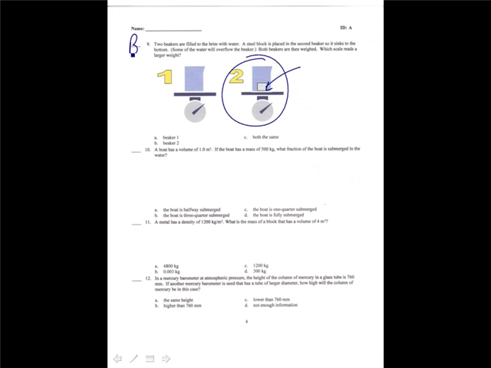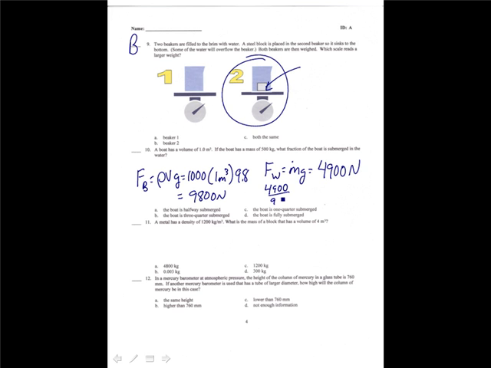Boat has a volume of 1 cubic meter. If the boat has a mass of 500 kilograms, what fraction of the boat is submerged in the water? Well, if it was fully submerged, your buoyant force would be rho Vg. That's 1,000 times 1 cubic meter, which is your volume, times 9.8 meters per second squared. So that's 9,800 newtons. That's your buoyant force if it's fully submerged. Now the actual weight of it is mg, which is 500 times 9.8, which is 4,900 newtons. So the weight is 1/2 of that buoyant force. So that means that the boat is going to be just halfway submerged.